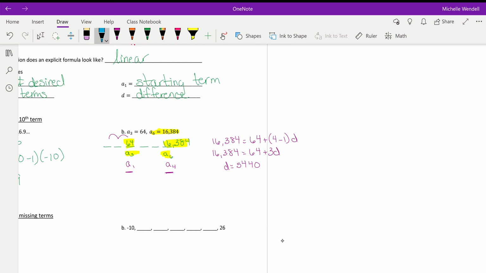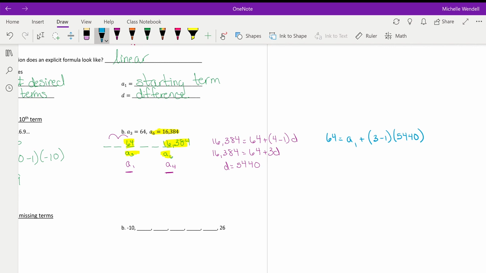If I want a sub 1, I know that the third term is 64. So again, I'm referencing my original sequence here. So my a sub n is 64 here. So 64 equals, and then I need my first term, which is what I'm solving for in this case, plus n minus 1, which would be 3. 3 is your n value here, times my difference, which I found already, which is the 5440.